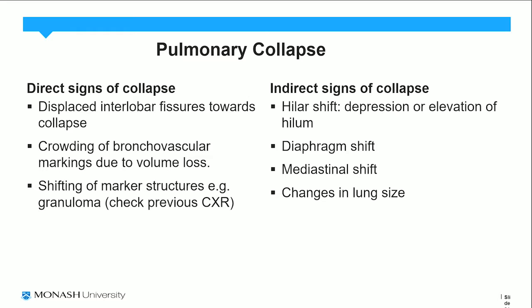With indirect signs of collapse, so with hilar shift, there will be depression or elevation of the hilum, and then also diaphragm shift or mediastinal shift, and then look for changes in lung size or lung volume.